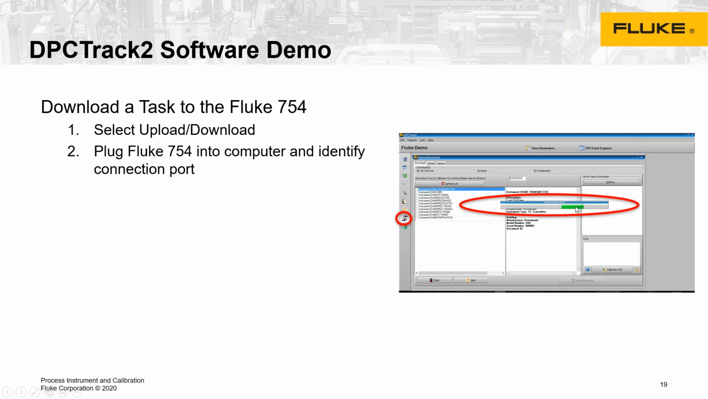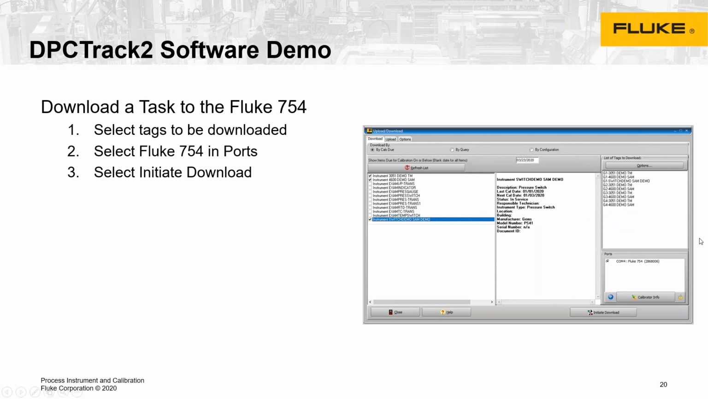The device would now go to look for a DPC that it's compliant with the system. So in this case, we found a Fluke 754 serial number 2868006 on COM port 4 on this computer. Over on the left-hand side, we have decided to refresh our list by calibrations due.